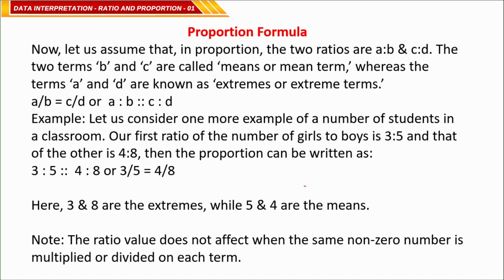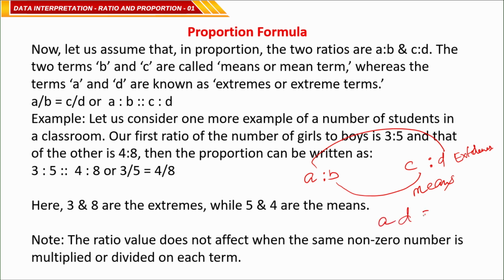Here A is to B, for example, is one ratio, and C is to D is another ratio. These B and C are called means, and A and D are called extremes. So, the product of means is equal to the product of extremes, meaning AD is equal to BC.